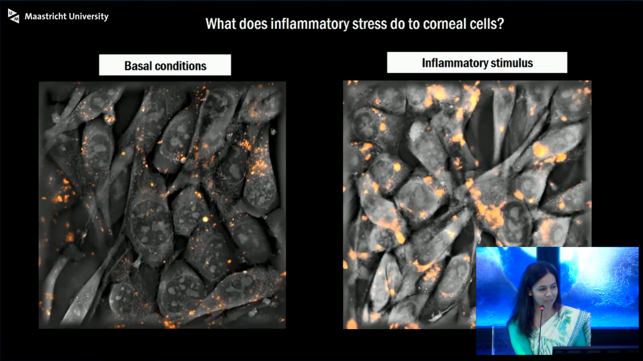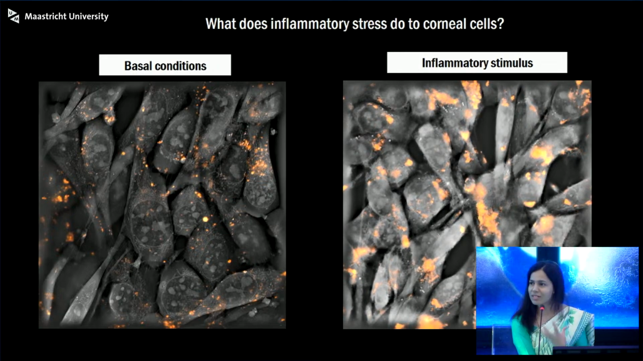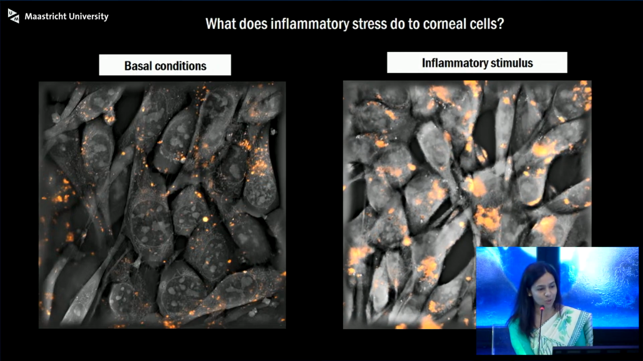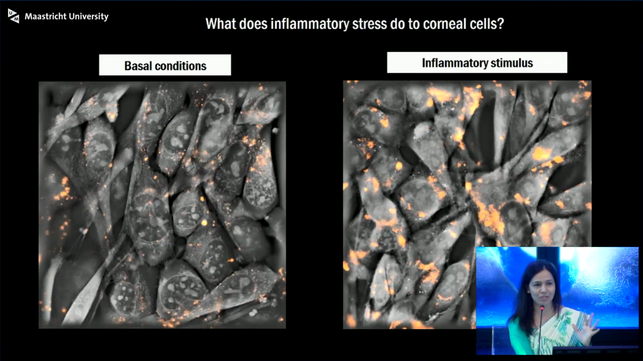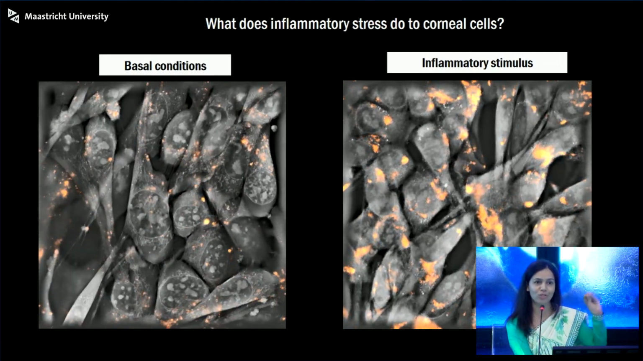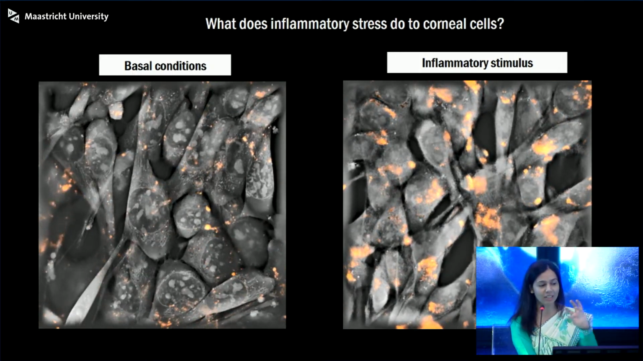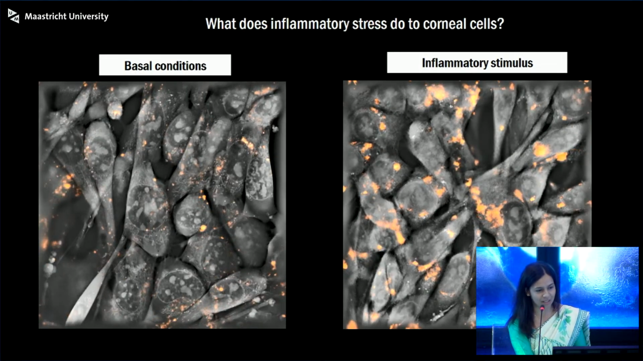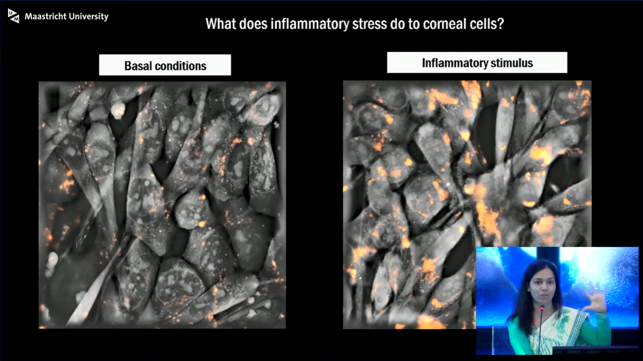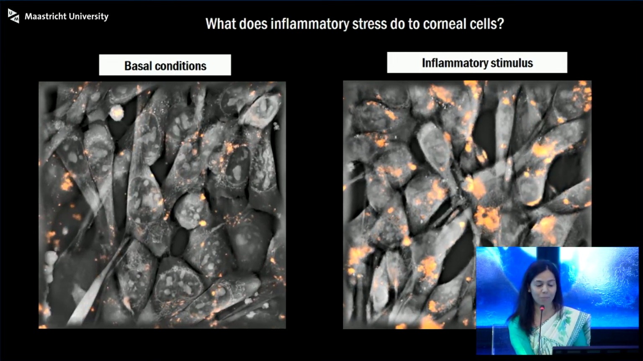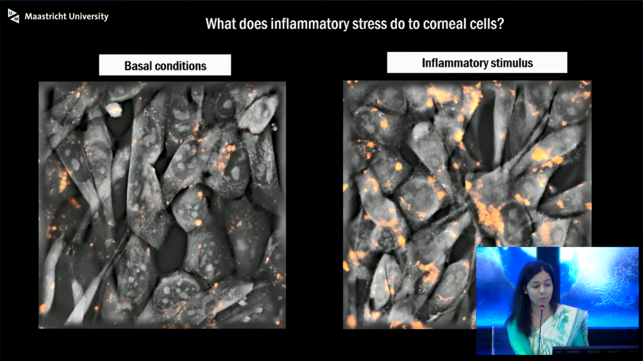So just to give an impact of what we are looking at in these cells, what does inflammation or immune stress do to these corneal cells? If you look at the left side image, the basal condition, that is the normal cells. And if you see those orange granules there, those are lysosomes, which are very important in maintaining the normal health and structure of the cell. However, when there is inflammatory stress or an immune stress, you can see those orange patches are much larger, much brighter. And this is the stress which is visible on the cells, and this was an experiment that we ran.